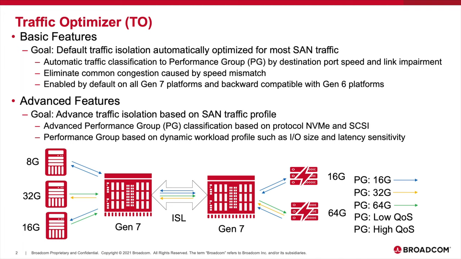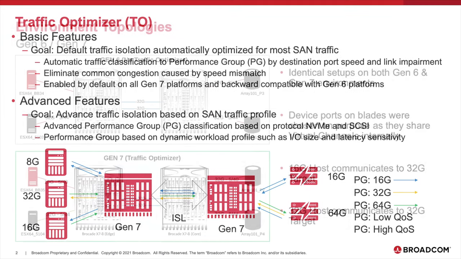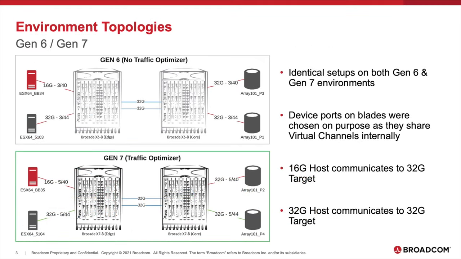Now let's get a better understanding of the environments we will be working with today in this demo. Here we have both Gen 6 and Gen 7 topologies. First thing to note is the fact that both environments have been set up identically, with the only difference being the blade in which the devices sit in. From the topology diagrams, both the 16 gig and 32 gig hosts are communicating to 32 gig targets.